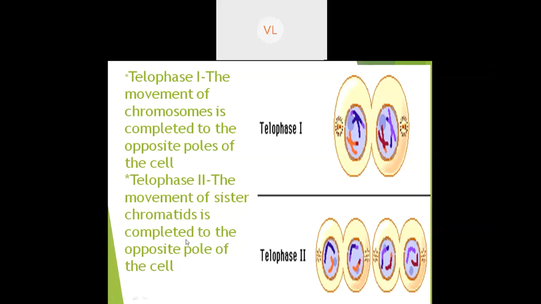But in this telophase 2, you will get only one chromosome. So that is the only difference. These chromosomes will move to the opposite poles. Same thing. The only difference is the number of chromosomes. They will move to the opposite sides, this side, this side. Okay, so are you clear about telophase 2?